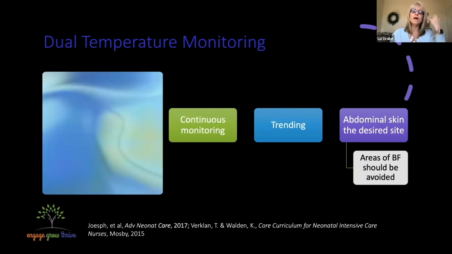So dual temperature monitoring. Monitoring an infant's temperature is really central to our nursing care and the bedside provider. And two measurements, or dual monitoring, are really important, as each provides independent data and the relationship between each. Okay, if they were all the same, we wouldn't need to do all these different temperatures. So it's really important to look at trends and patterns and monitor continuously. And again, they're not intended to be the same.